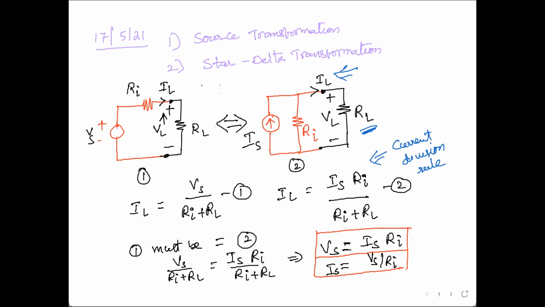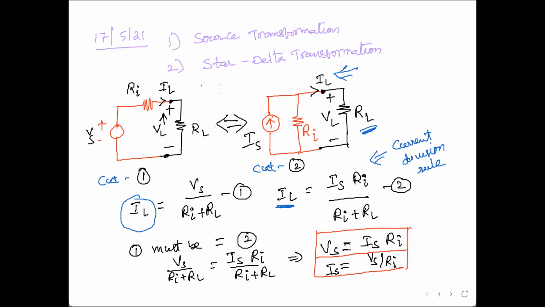So that is the current. In this circuit, IL is given by this formula. In the first circuit, IL is given by this one. If these two are equal, we can say that circuit one and circuit two are both identical, right? Yes. So I have equated these two.